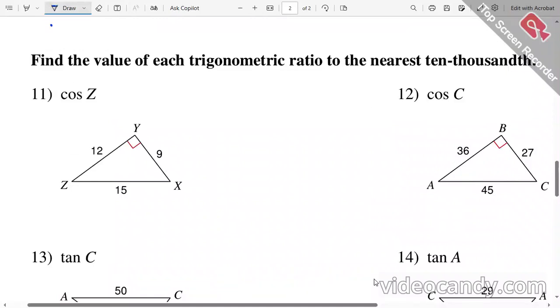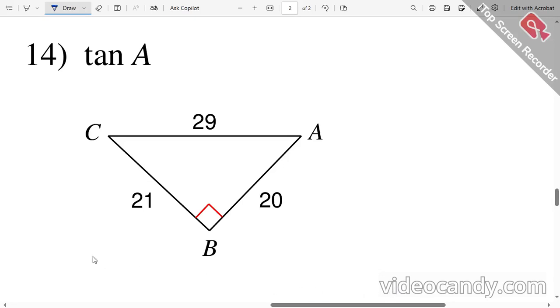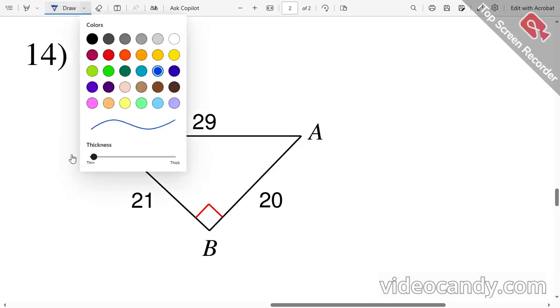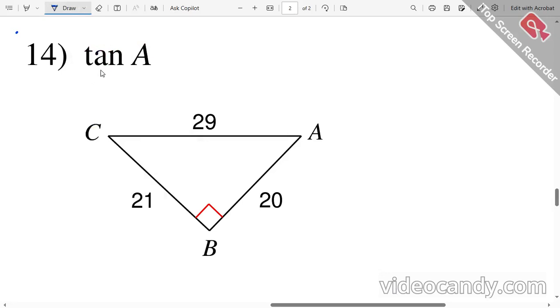In the next section, it is basically the same process, but this time instead of reducing fractions, we're going to round to the nearest 10,000th. So that is 4 decimals. For this section, you're going to need the calculator. Like I said, it is still the same process. Right here, we're looking to find the tangent of angle A. So A is the angle.